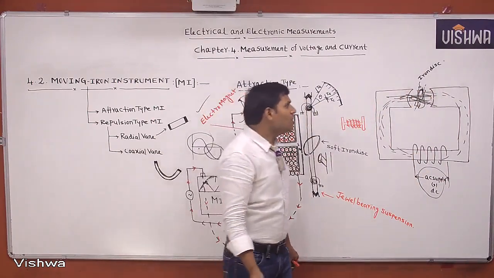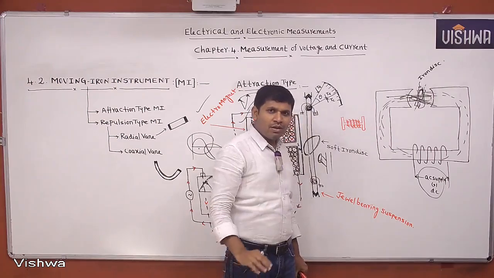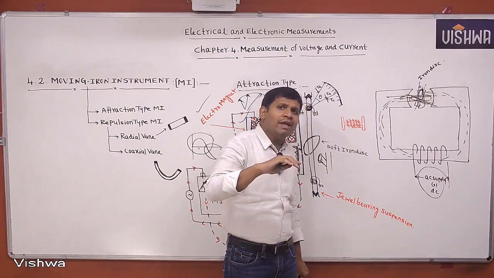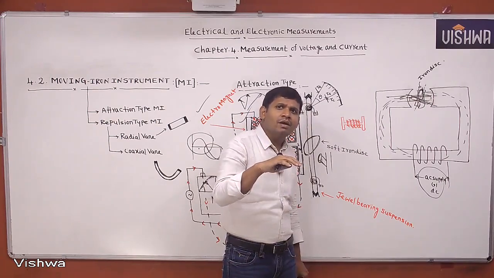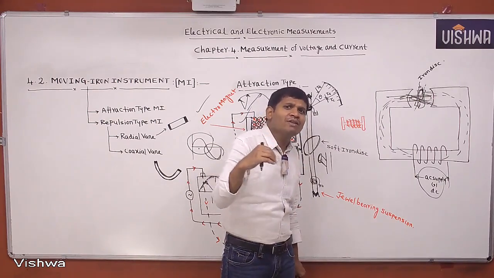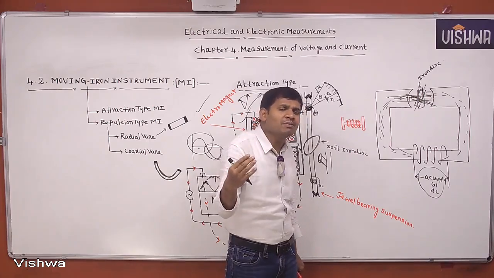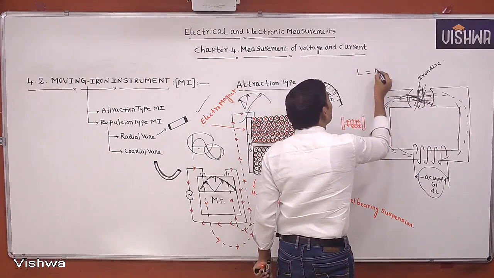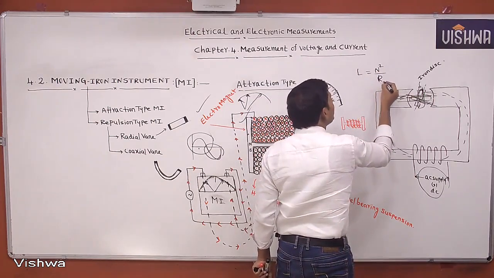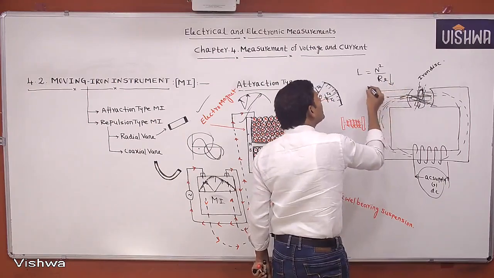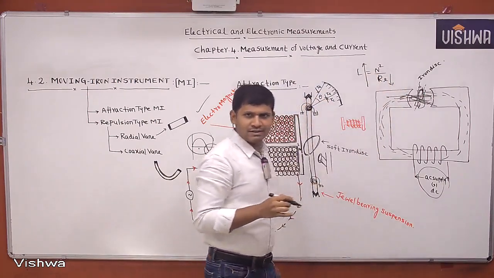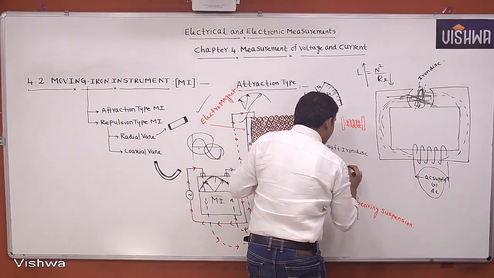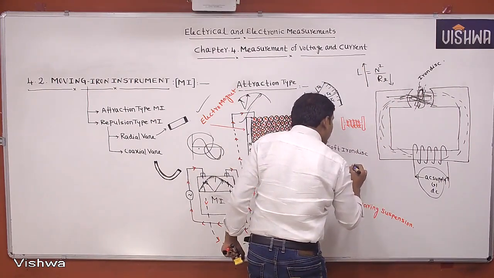Understood? That's why it works on the hysteresis principle. Always the iron disc will rotate in such a way that it tries to align to offer the low reluctance path. Low reluctance path means high inductance path. L equals N squared by reluctance. If it offers low reluctance, it offers high inductance. That means the iron disc always tries to align according to the hysteresis principle.